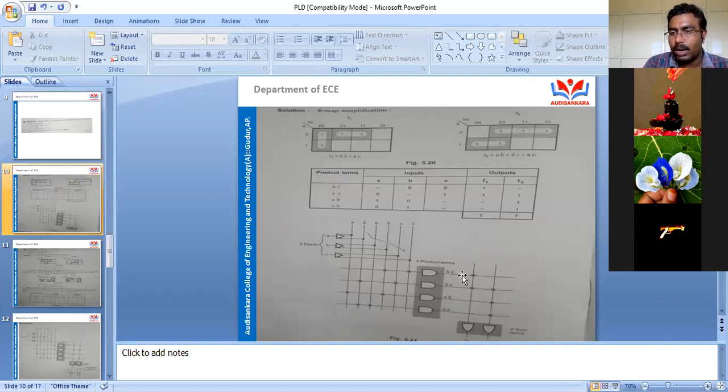Now we need to go for the programmable OR matrix. In the programmable OR matrix, you check this one. F1 is equal to, or you can check this one.